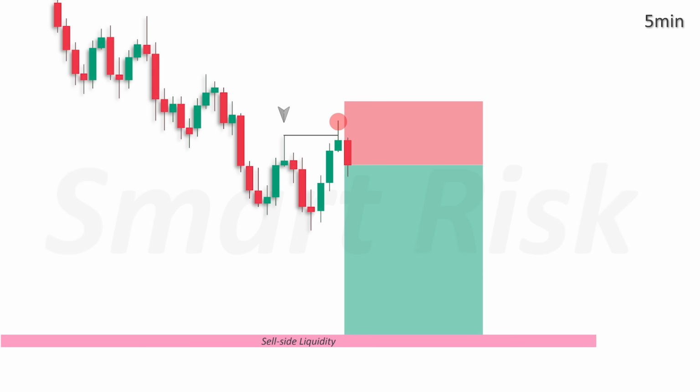Next, open a short trade and place your stop loss above the high of the liquidity grab. Give the price some space to move, and don't keep your stop loss too tight. For your target, aim for the next key sell-side liquidity.